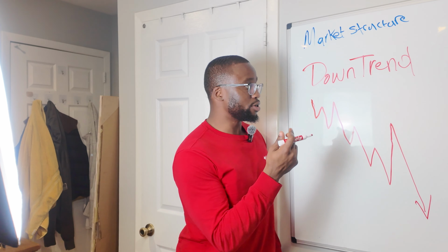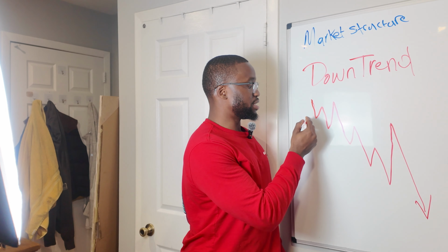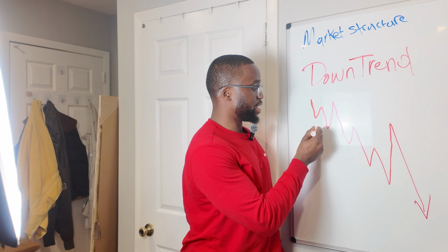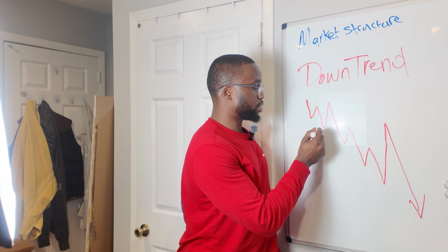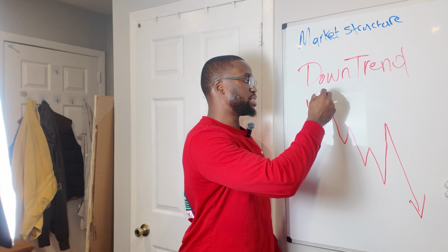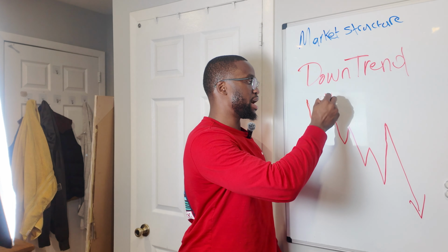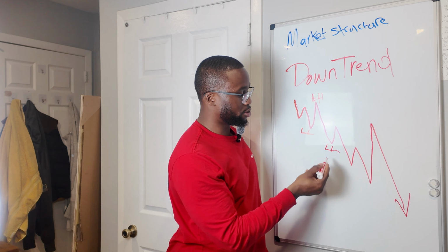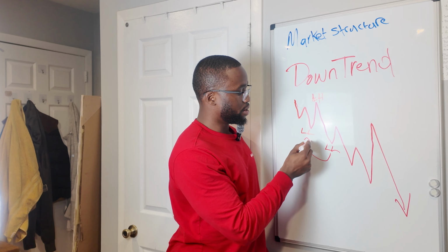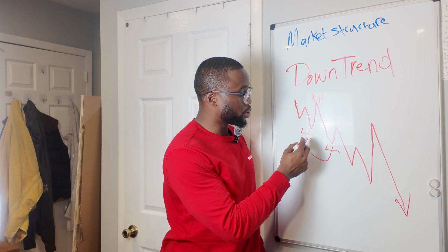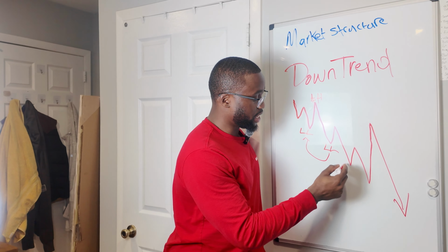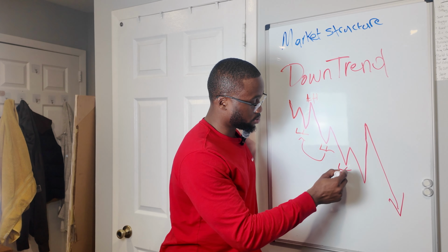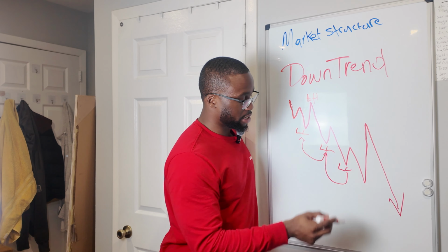This is still structure. Why? Because this is the low. We got the low right here. This is the lower low. This is the lower high. This is now the new lower low. Why is this the new lower low? Because it comes lower than this low. Price goes lower than this low. And this is the new lower low because price goes lower than this low.